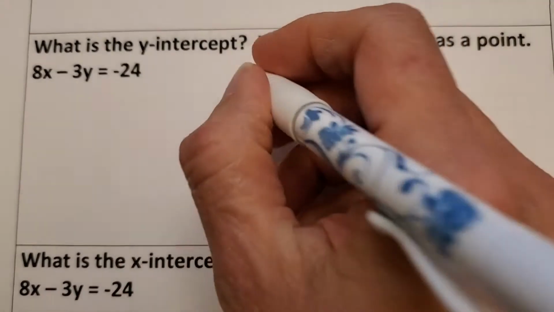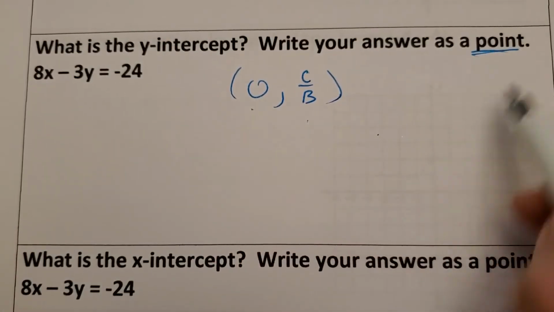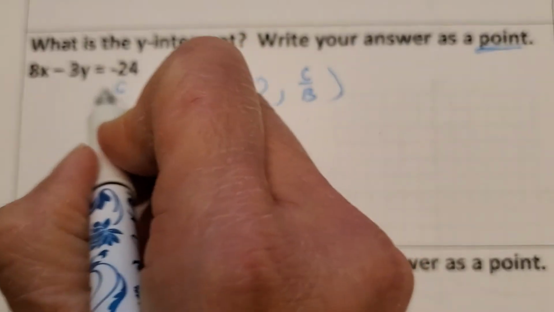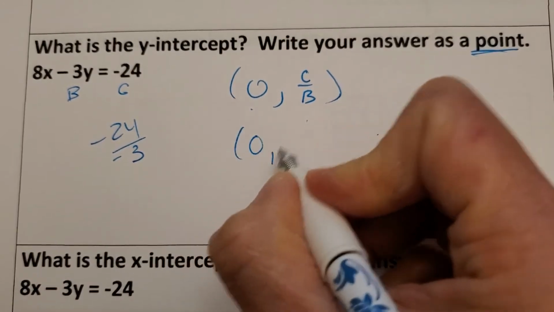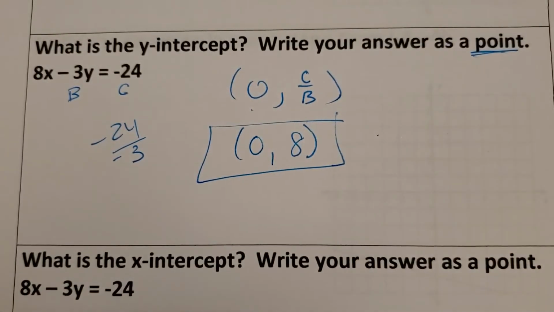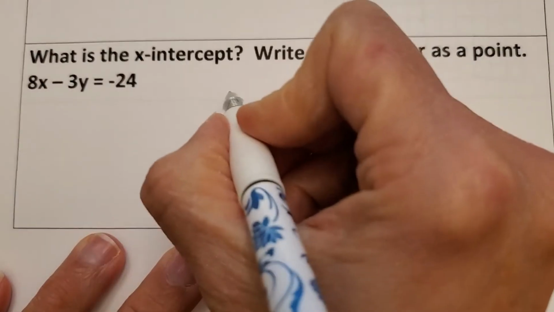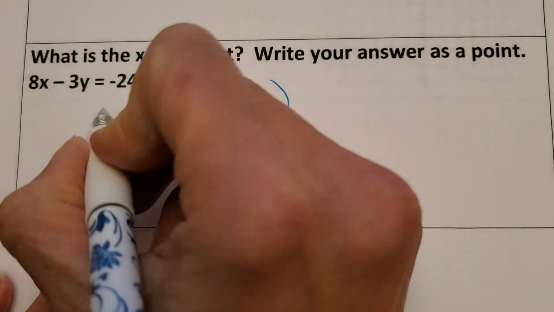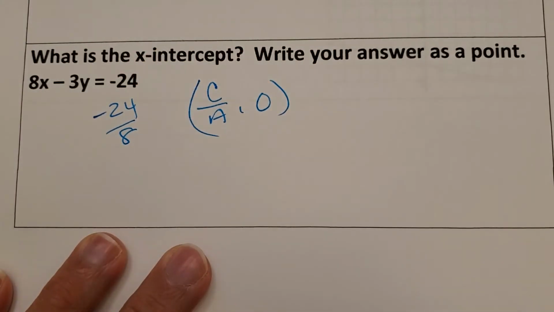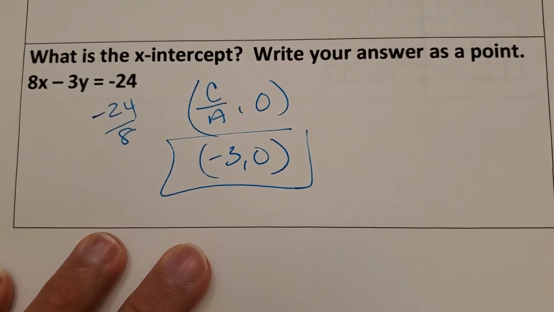So to find our y-intercept, remember the formula is 0 comma c over b. I need to write it as a point. So I take my c and my b and I divide. Negative 24 divided by negative 3 is 8. So I know my y-intercept is 0, 8. I'm going to do the same thing for my x-intercept. So my x-intercept is c over a. So I'm going to take c divided by a. That's negative 3. So my x-intercept, sorry, is negative 3. And those are the x and y-intercepts.